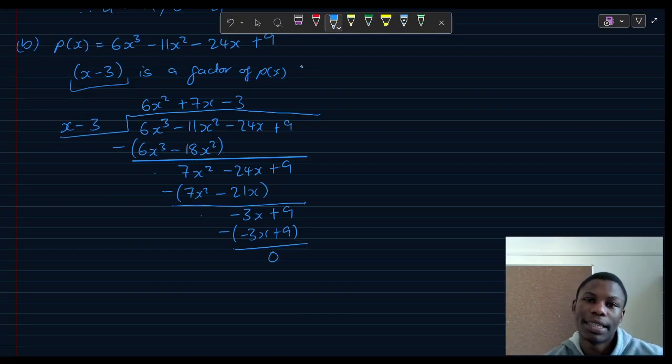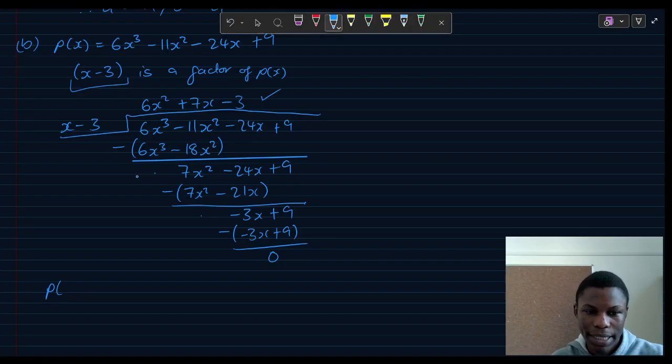And you expect that to happen because you are dividing by a factor, so the remainder has to be 0. And whatever you have at the bottom here is the remainder. So if you do this and you end up with a number or some expression as your remainder, just check your work again. Chances are you've made a mistake. Okay, so the quotient here becomes the other factor. So x minus 3 is a factor of P of x, and 6x squared plus 7x minus 3 is a factor of P of x.